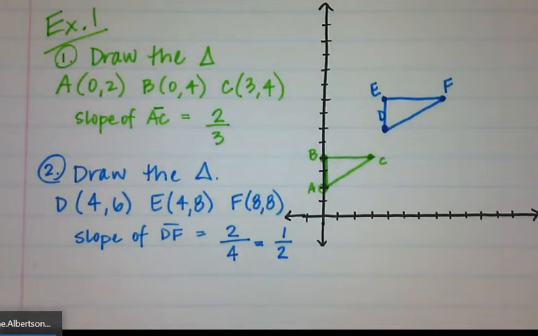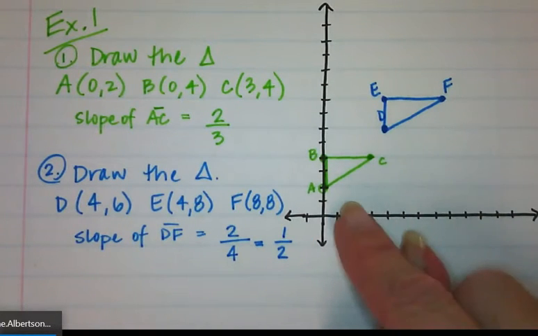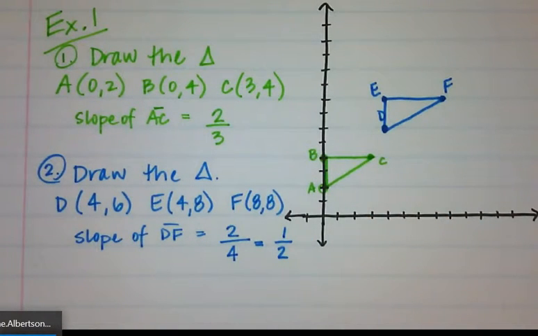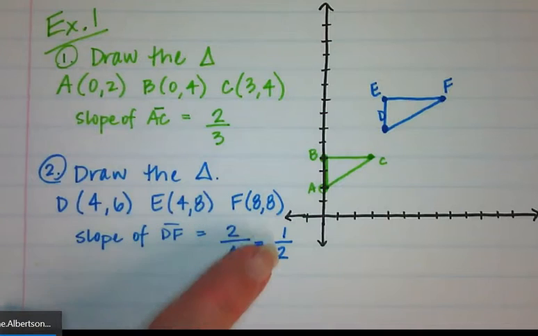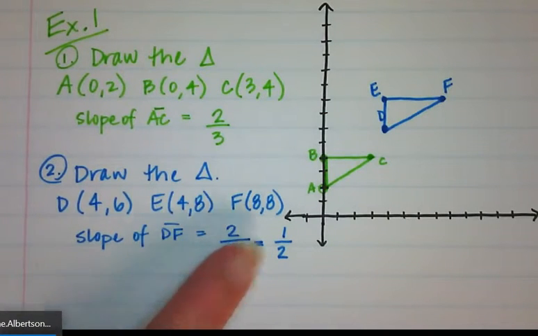All right, so what that tells me is that these two triangles, although they look like they're about the same size, they're not. They are not similar triangles because the slope of this one was 2/3. The slope of this one is 1/2.